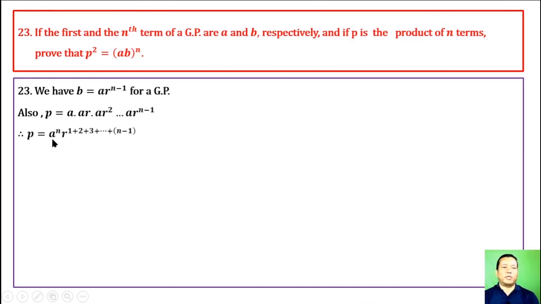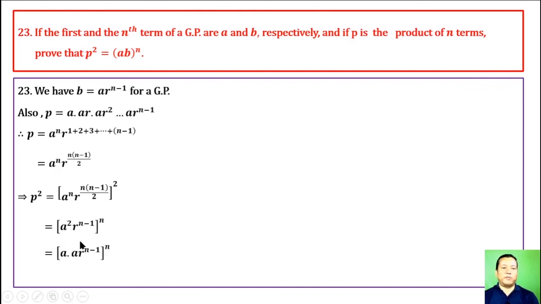Therefore, p becomes a to the power n into r to the power 1 plus 2 plus 3 plus up to n minus 1. Their sum, using the standard formula, we get this. Now squaring on both sides we get this, and simplifying we get this, which can be written as this, and this factor is represented by b. Hence proved.